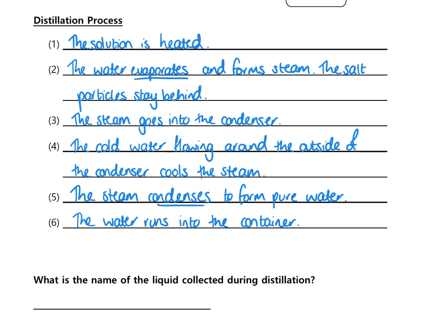And the final question on this page says, what is the name of the liquid collected during distillation? And that is called the distillate. So the general term for the liquid that is collected in distillation is called the distillate.